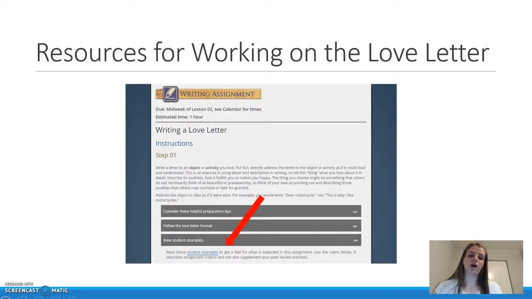Here is where you go when you click on that link. You can click on all of those drop downs right here, and it will give you even more information on writing your love letter. This is going to be super helpful for you. There are some student examples that you can look at to give you some backbone of what other work people have done, and that will be very helpful for you. If you scroll down further on this page, that is where the link is located for you to turn in your draft on Wednesday. So that's where you can head for that.